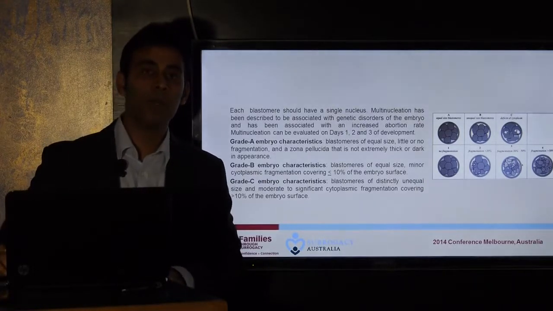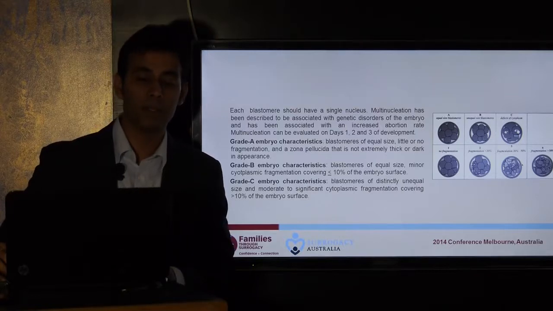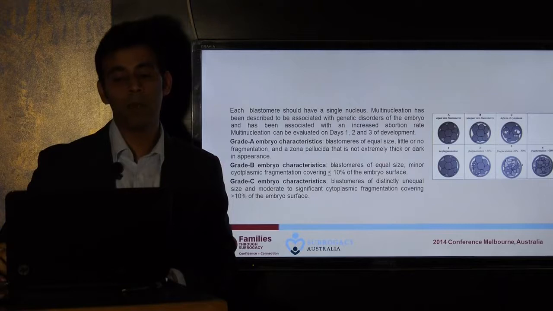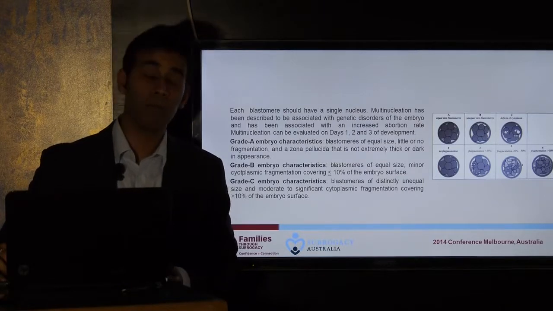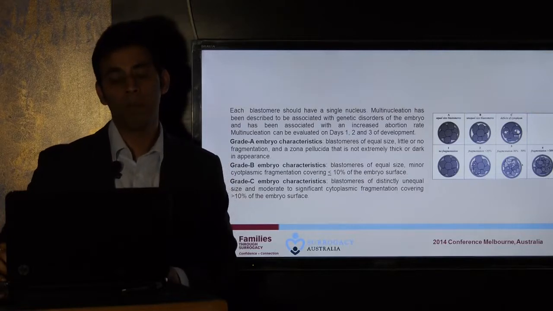Now what else do we look at? Without getting into too many technicalities, each blastomere should have a single nucleus. Multiple nucleation has been associated with genetic disorders of the embryo and also with an increased risk of miscarriage.